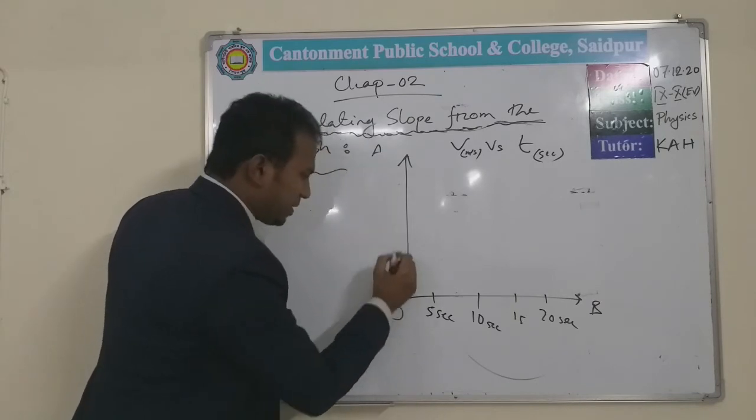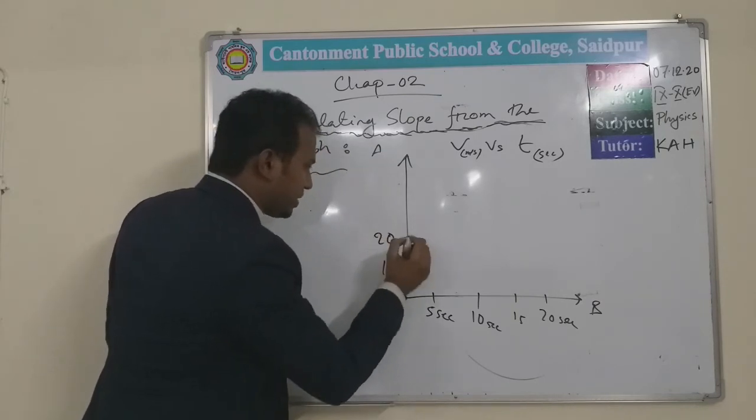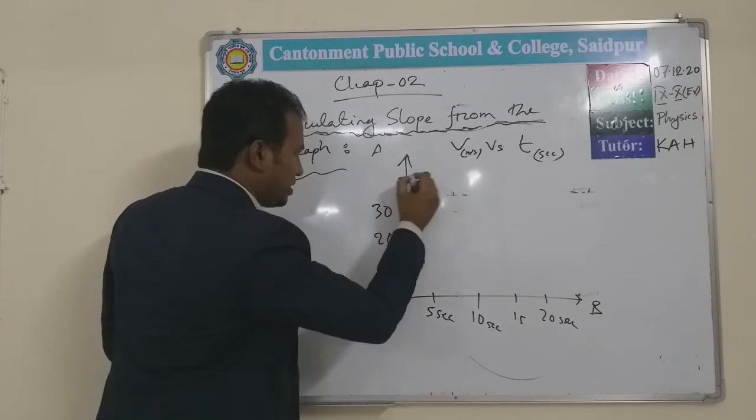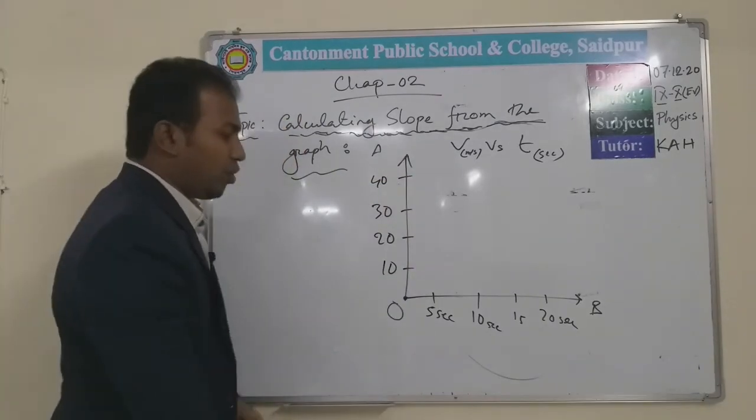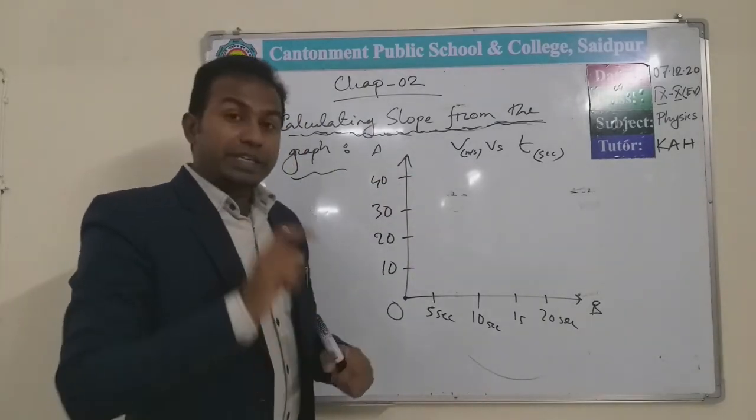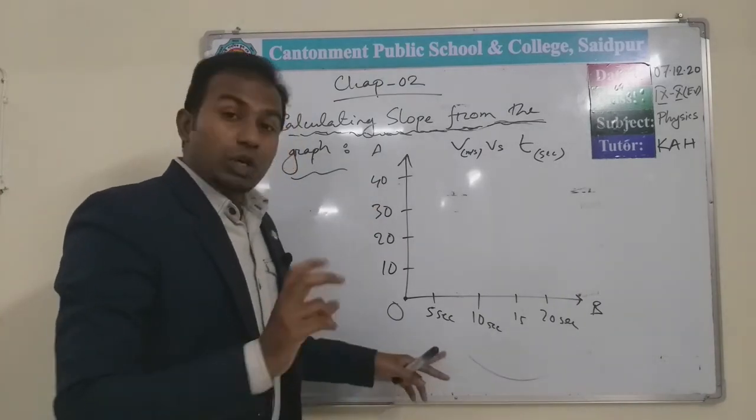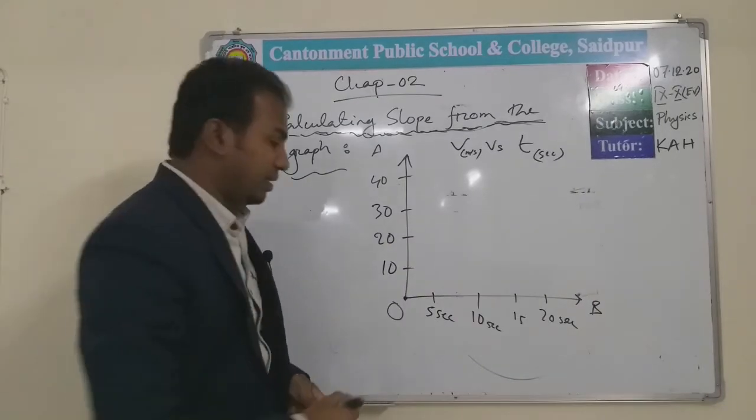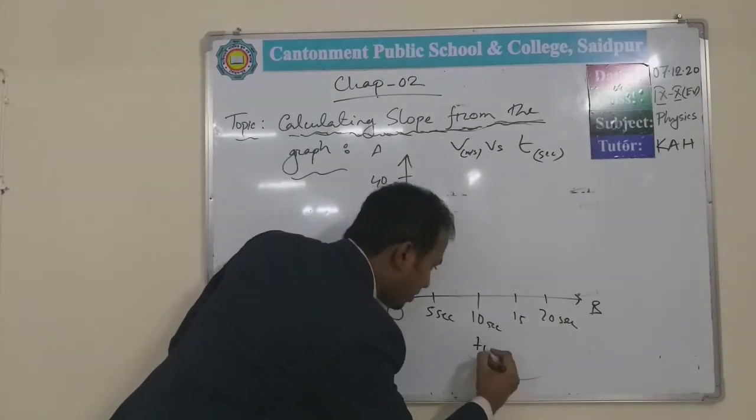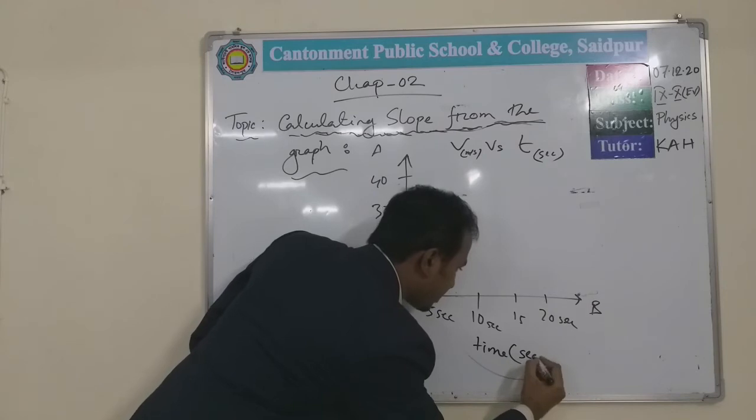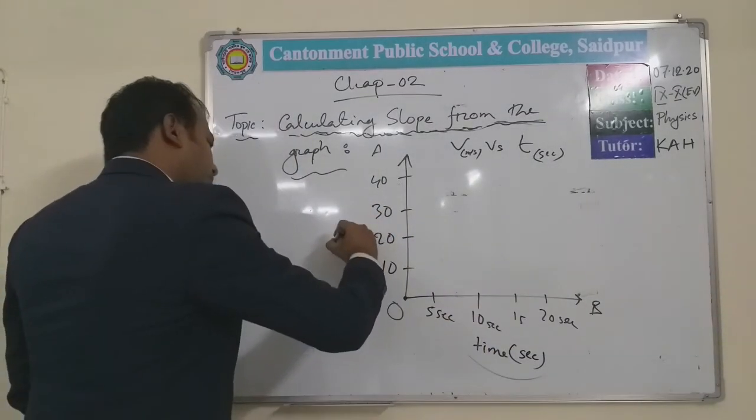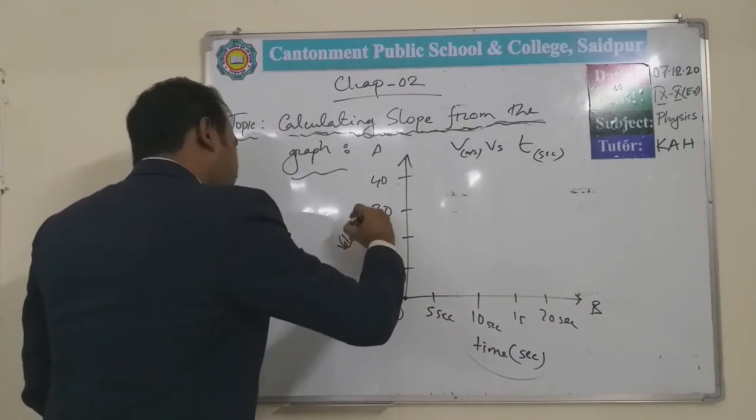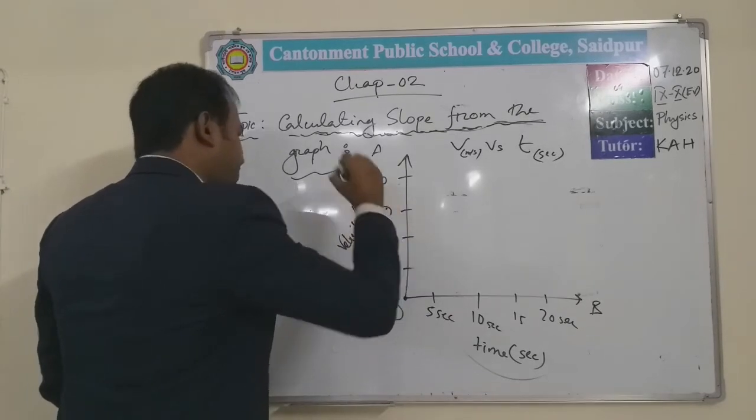So in the normal position, this is 10 meter per second. This is 20 meter per second. This is 30 meter per second. This is 40 meter per second. Now I have to give the units on both sides, which make the right angle. That is time in sec, and this is velocity in meter per second.